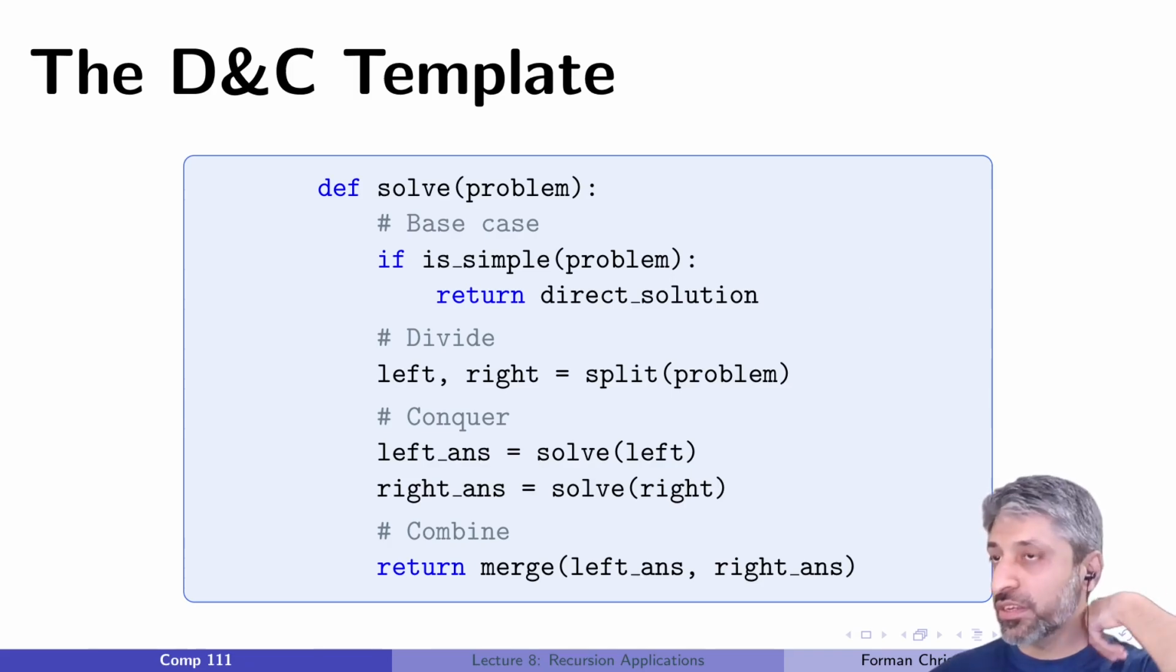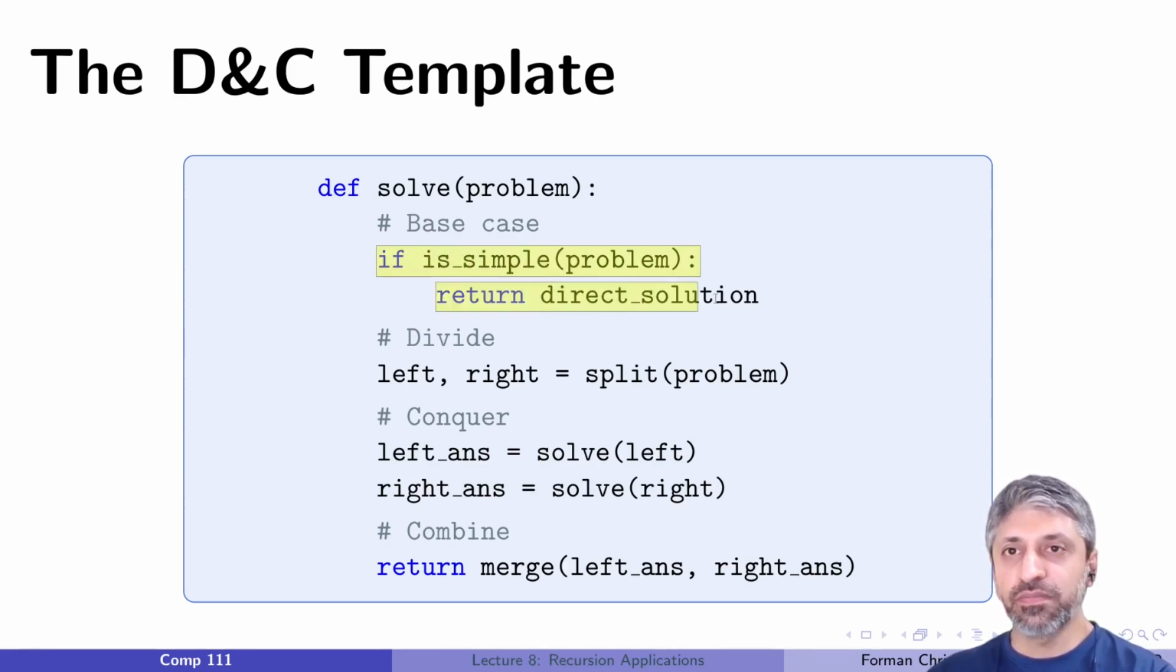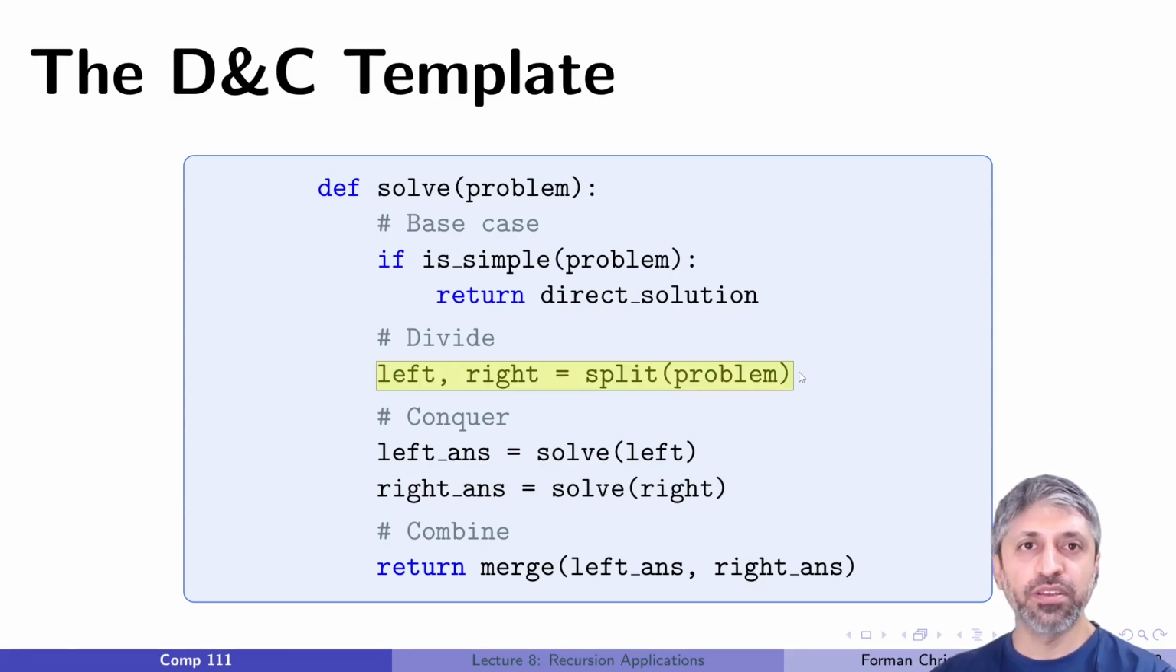Here's a general template, and I want you to memorize this skeleton. The base case is on the second and third lines: if the problem is simple, return the direct solution. And then the highlighted line is the division step. Basically, we split the problem into pieces. It can be 2 pieces, 3 pieces, however many pieces you want, but each piece has to be roughly equal size. That's the key here.